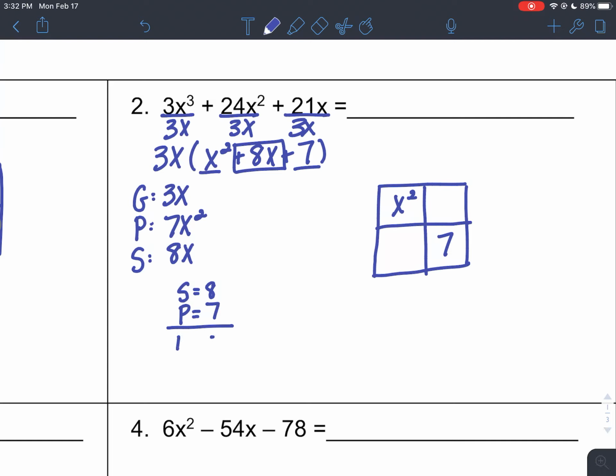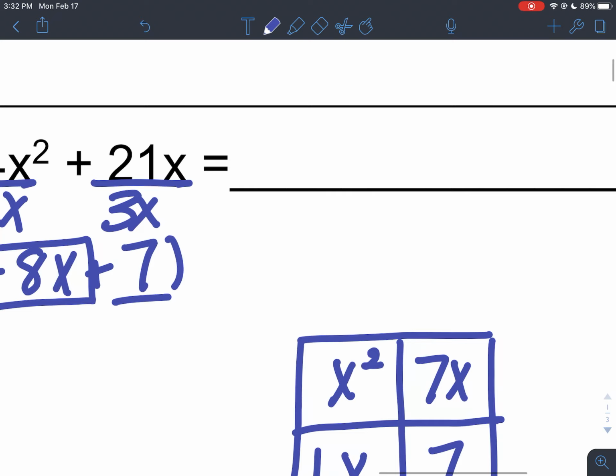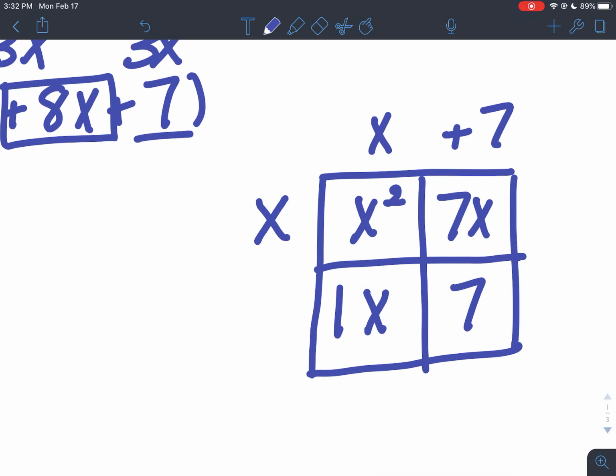1 times what would give me 7? That's just 7. And since 7 is a prime number, there aren't any other numbers that multiply together. So from here, let's check. Does 1 plus 7 give me 8? Yes, it does. So we're going to plug them in and add our x to them. Taking a look at the top row, x times x gives me x squared. x times positive 7 gives me positive 7x.